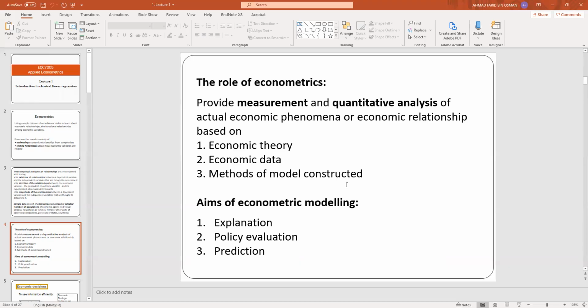And then we also want to use the econometric model to do prediction. So we want to predict the value of Y, the dependent variable, for a given value of the independent variable.